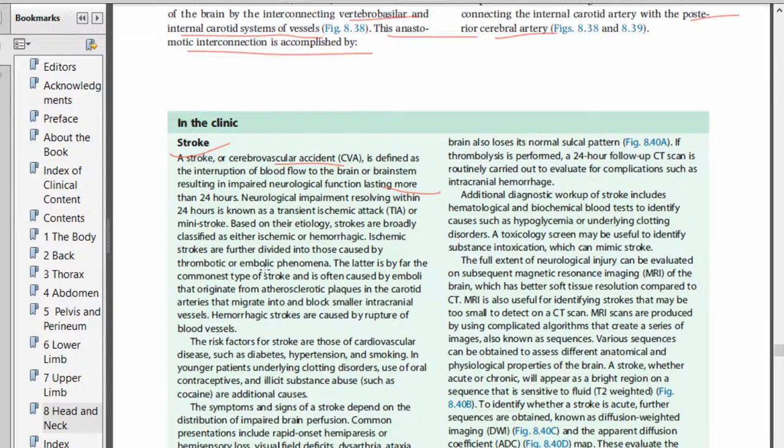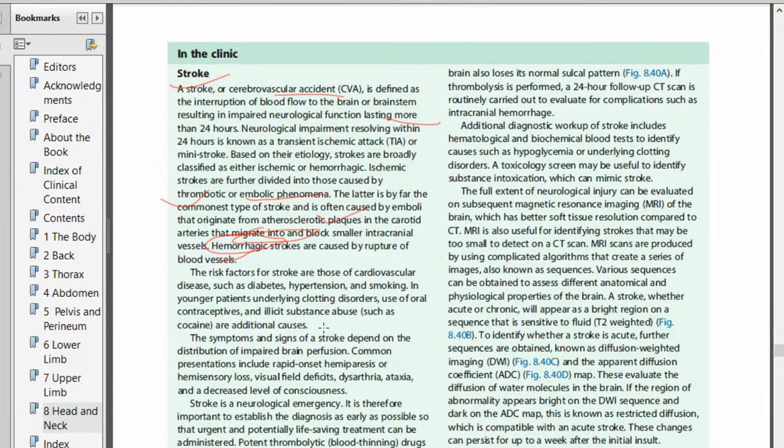The latter is far more common and is often caused by emboli that originate from atherosclerotic plaque in the carotid arteries and migrate to block smaller intracranial vessels. Hemorrhagic strokes are caused by rupture of blood vessels. The risk factors of stroke are those of cardiovascular disease.